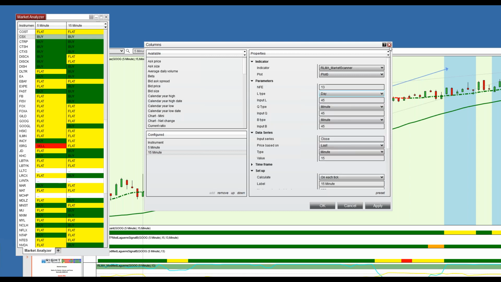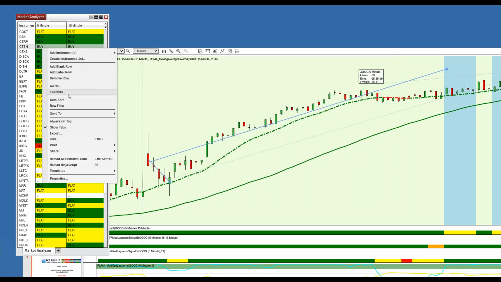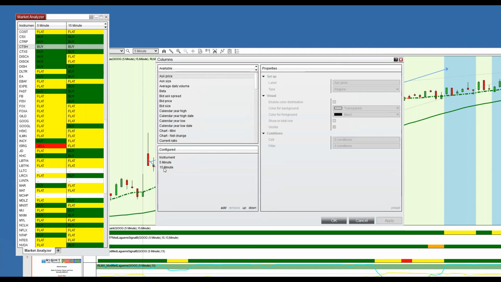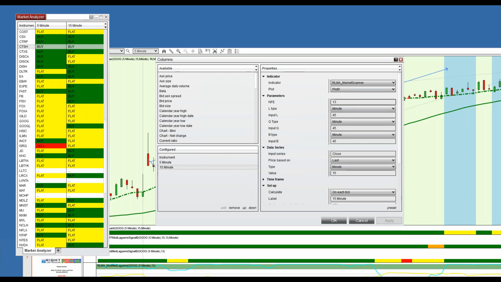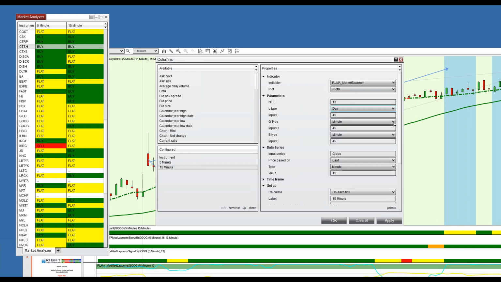Let me close it and reopen it. Let's go to the columns. Let's go to our 15-minute. And let's go to a day. Go to a day. And we're going to put in 3, 3, 3. Always put 3 times in.